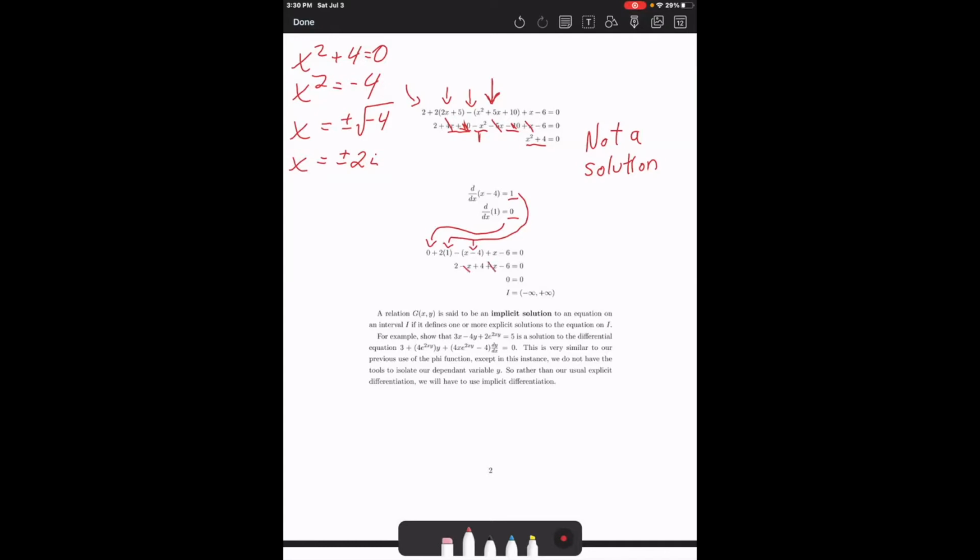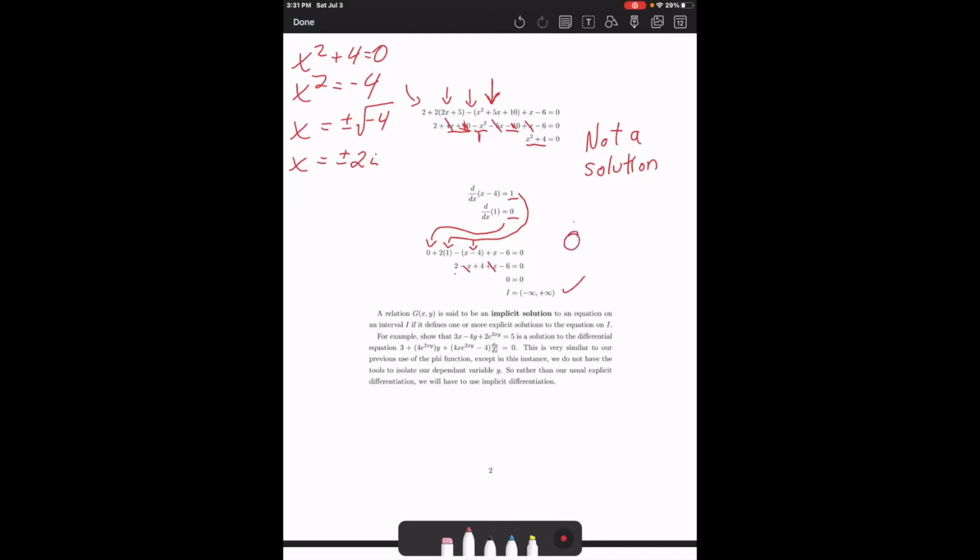So this negative x cancels out with this positive x, and we get 2 plus 4 is 6, minus 6 is 0. So 0 is clearly equal to 0. So this is a satisfactory solution. And it's true on all intervals, no matter what x is equal to. So we have actually finally found an interval where we have a solution.